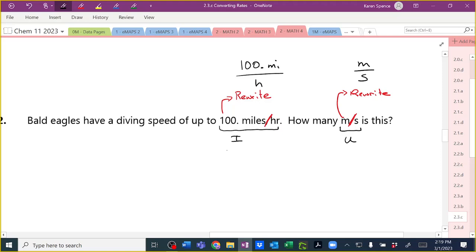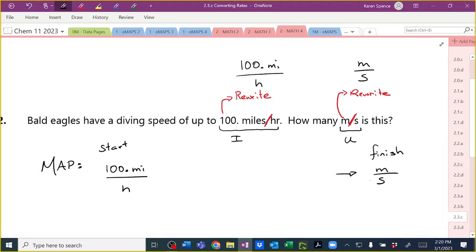So now we have our initial and our unknown, and you're absolutely right at this point. I do want to do a map because this is big and long and nasty. If you can do it without doing a map, that's fine, but we're going to do one. So we're going to start with 100 miles per hour, and we want to finish over here with meters per second. I can only convert 1 unit at a time, so I'm going to have to do something with the top, and then I'm going to have to do something with the bottom.